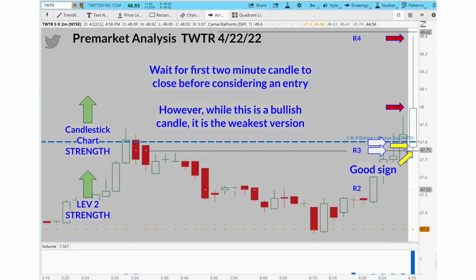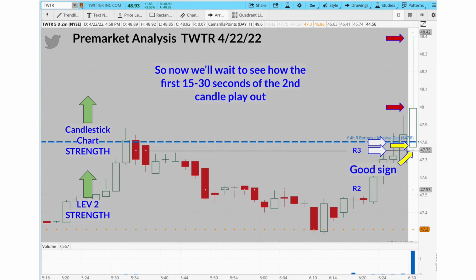Notice how it went up to the R4 up here. You can't really see it because I accidentally changed my pivot point colors to gray, and one of the grays is the same as the pre-market gray, so I have to change that, but that level's there. I'll make it clearer to see. You can see I put a black line in there. So now we'll wait to see how the first 15 to 30 seconds of the second candle play out.